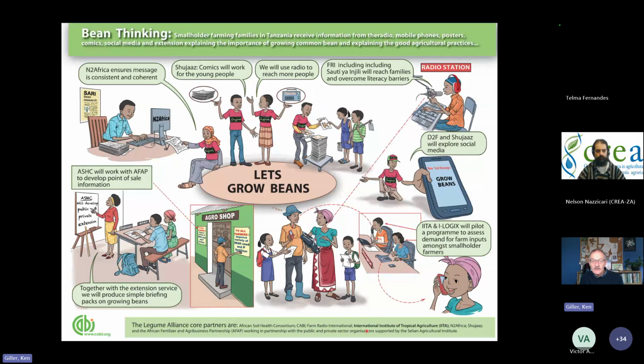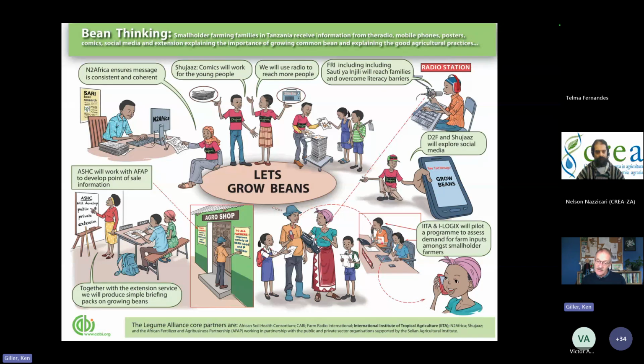In Tanzania, we worked with a whole range of organizations in what was called in Swahili the Mharai Bingwa project, the Champion Bean Project. Here we are with N2Africa ensuring a consistent message, working with comics and other ways of reaching people through radio, particularly with Farm Radio International, putting out messages to farmers, but having a back office where people could text in their questions, and where we could do surveys with farmers to ask what technologies they were looking for.